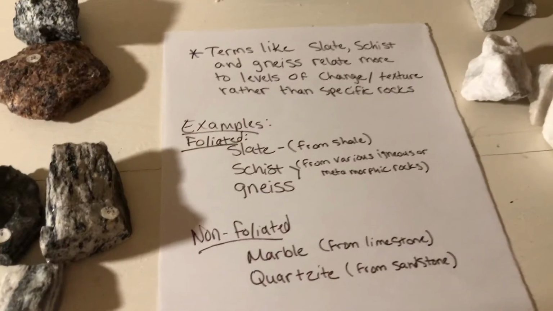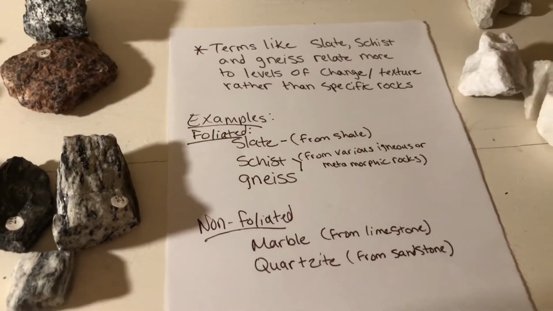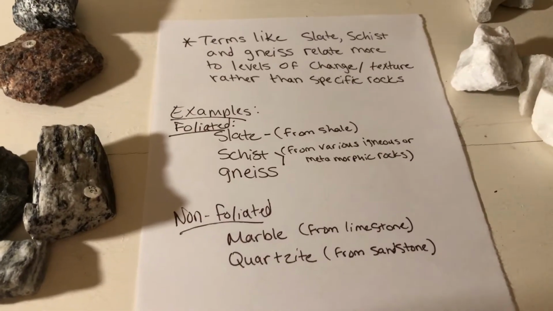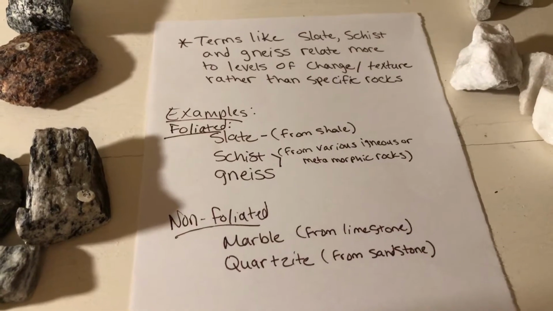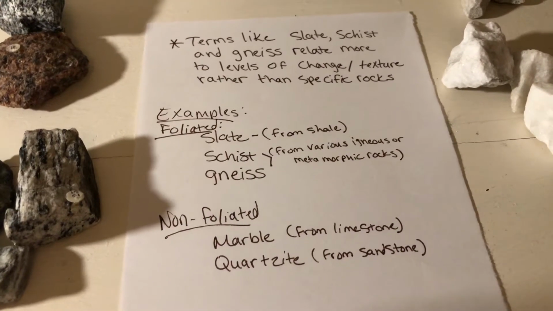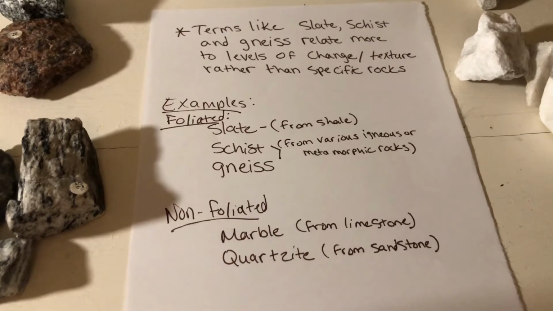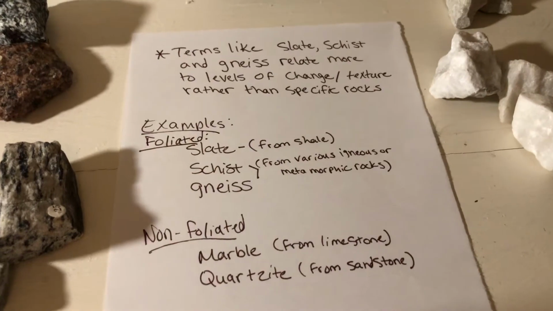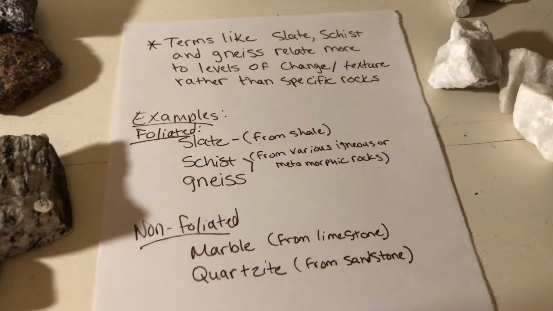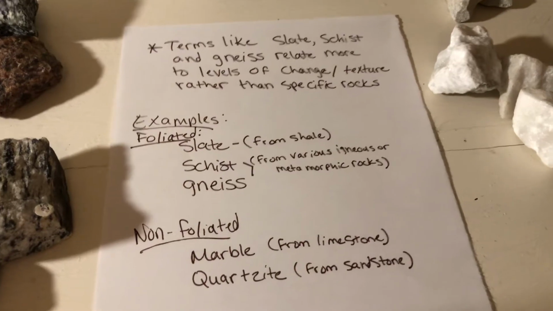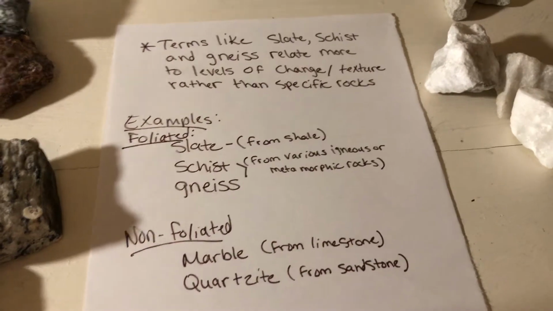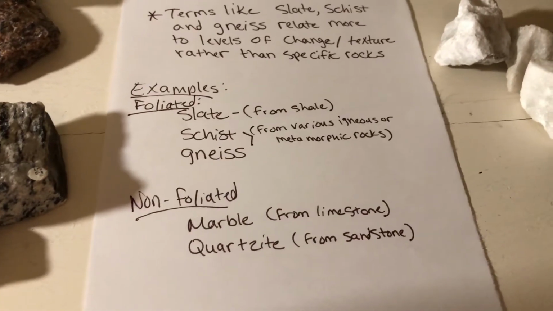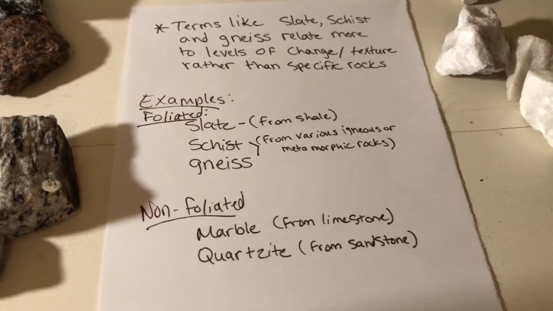So terms like slate, schist, and gneiss are not really specific rocks. We learned that from our worksheet yesterday, the Google Form worksheet, or maybe you did it on Google Doc. If you haven't done that yet, please go back and do that because it explains this a little bit more. So terms like slate, schist, and gneiss relate more to levels of change or textures rather than specific rocks. I'm going to show you some examples of each one of those, but they do have different mineral compositions. They have a little bit different makeup, but we call them slate, or schist, or gneiss due to their level of metamorphism.